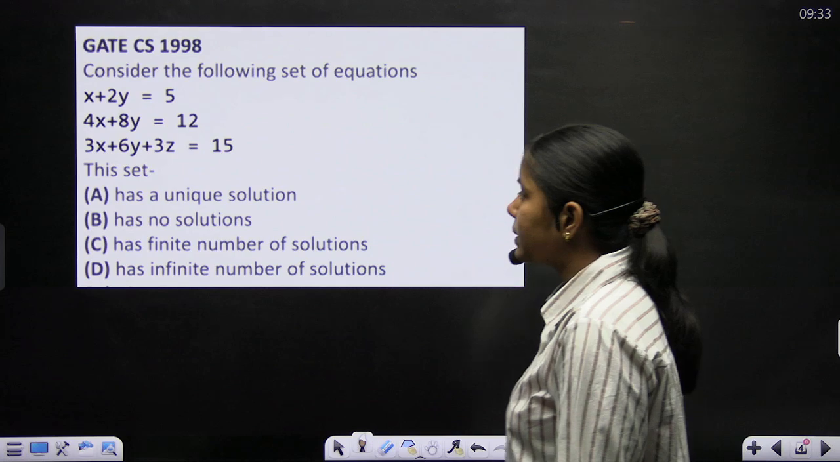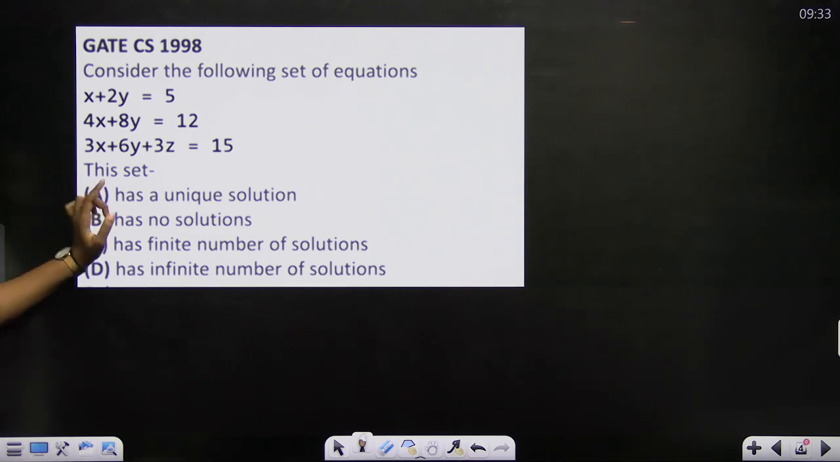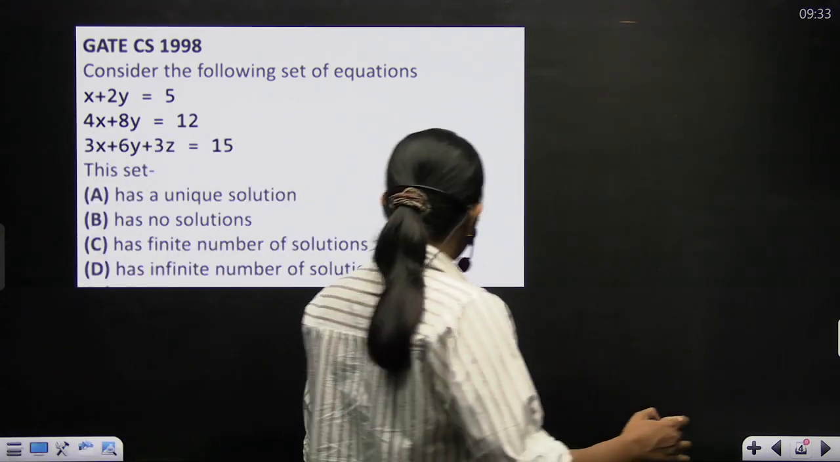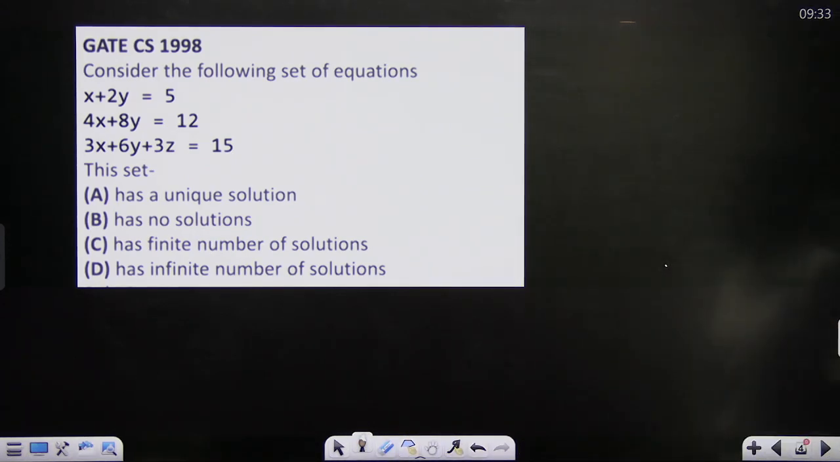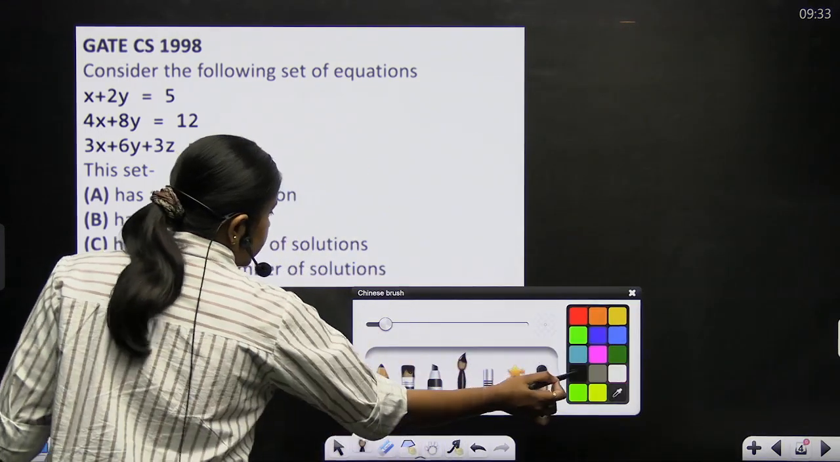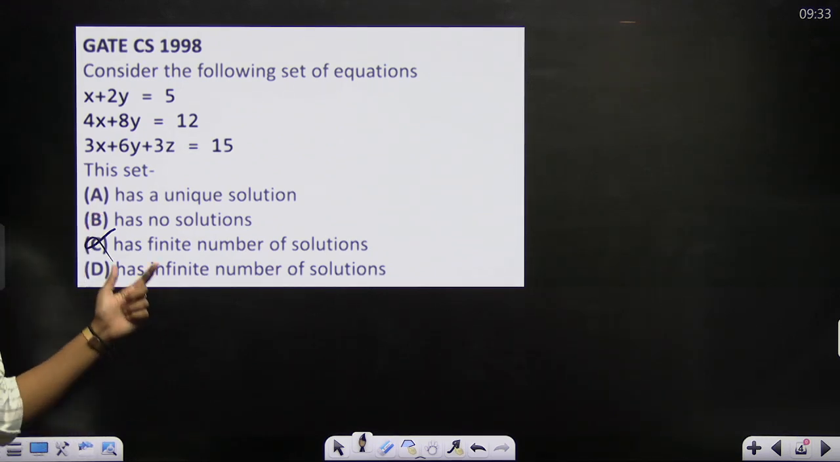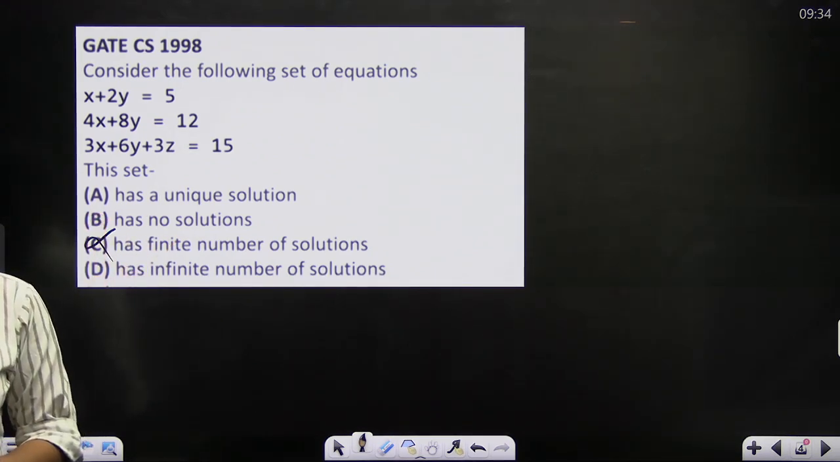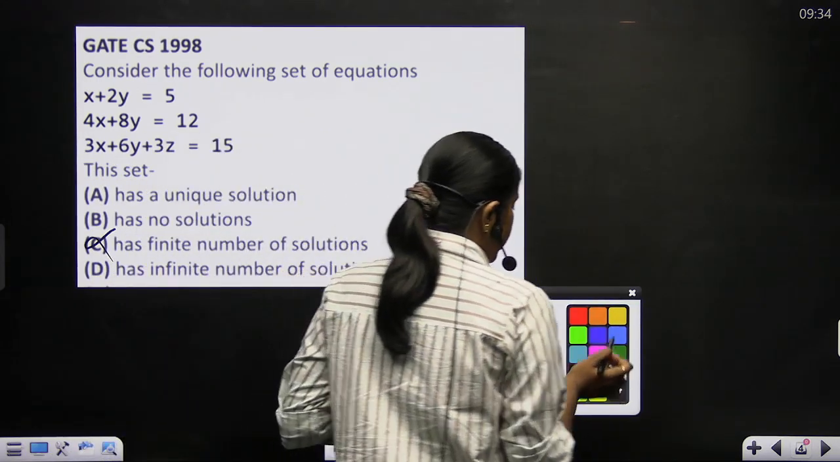Let's try this one. Consider the following set of equations: x + 2y = 5, 4x + 8y = 12, 3x + 6y + 3z = 15. This set has a unique solution, no solution, infinitely many solutions, or a finite number of solutions. So I told you that there is nothing like a finite number of solutions. Only three types of solution exist: unique, no solution, and infinite number of solutions.